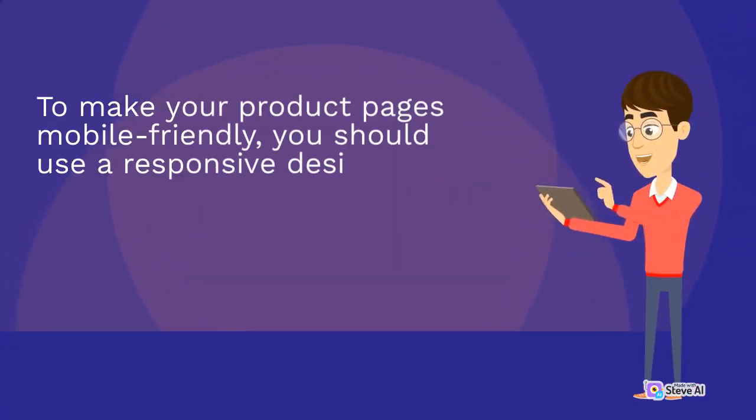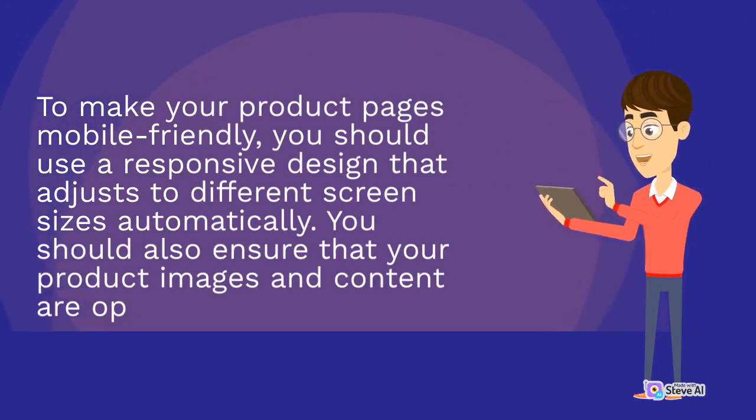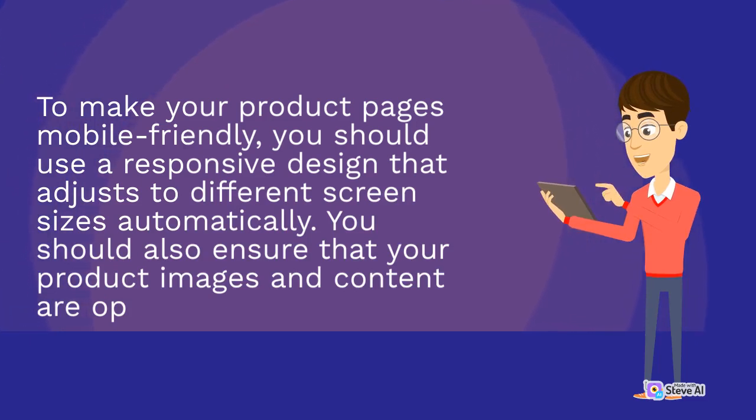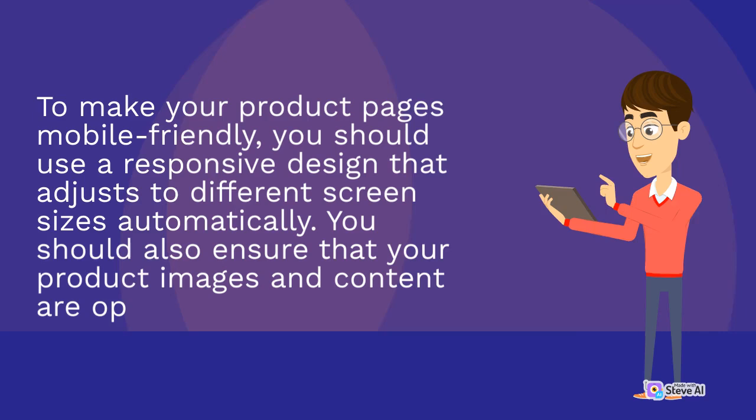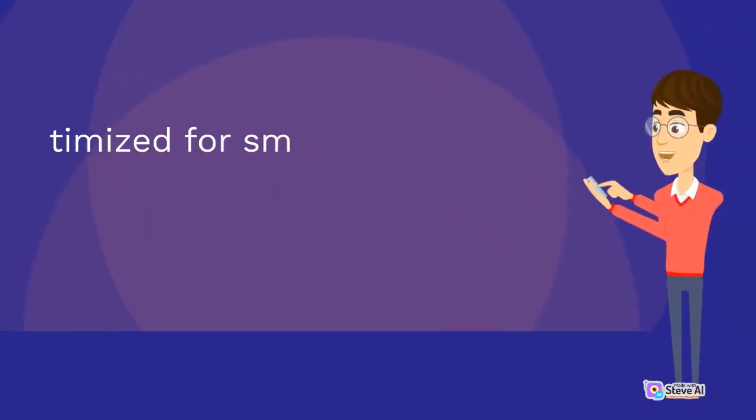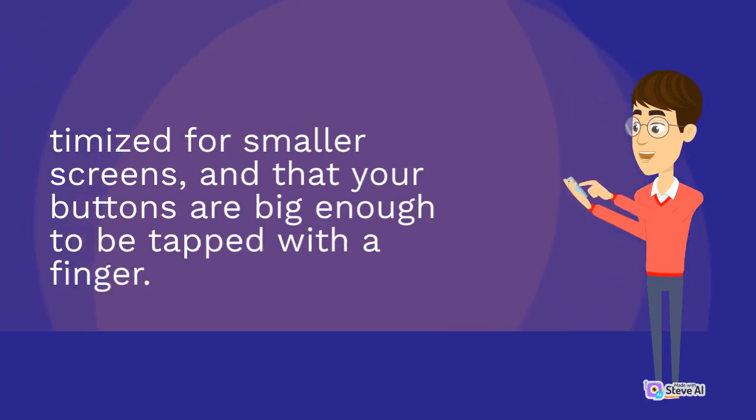To make your product pages mobile-friendly, you should use a responsive design that adjusts to different screen sizes automatically. You should also ensure that your product images and content are optimized for smaller screens, and that your buttons are big enough to be tapped with a finger.